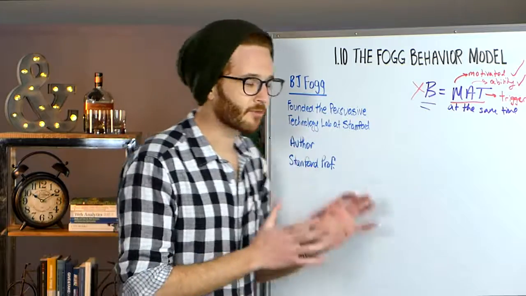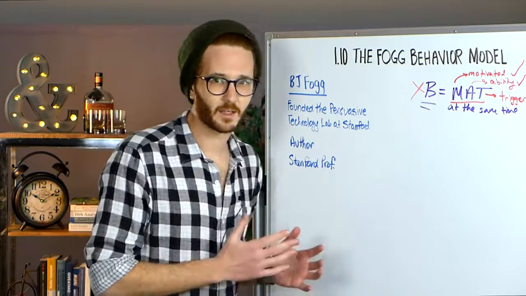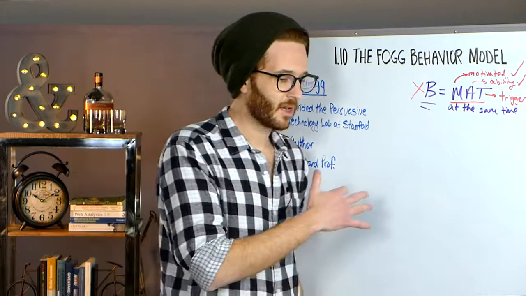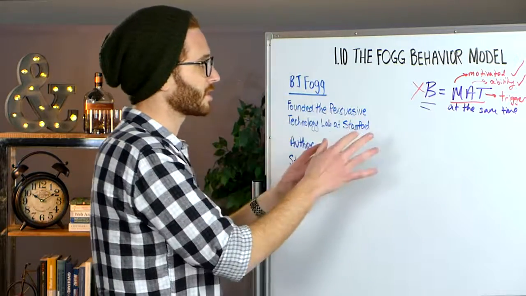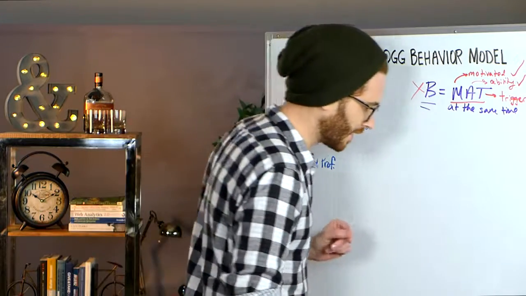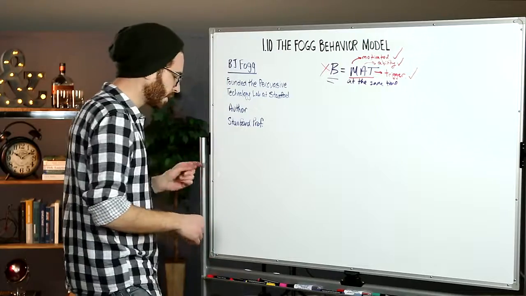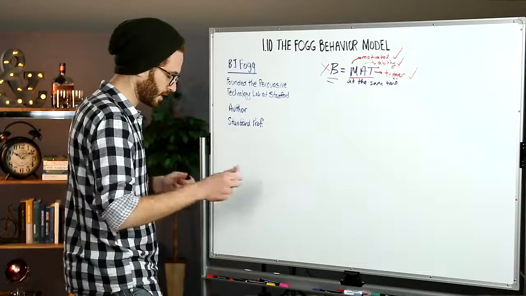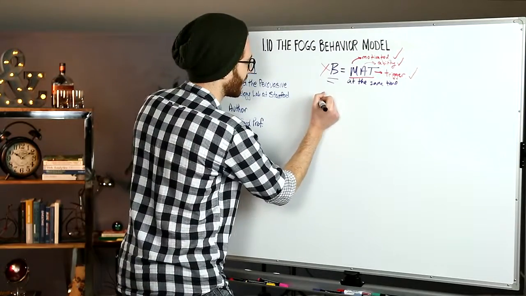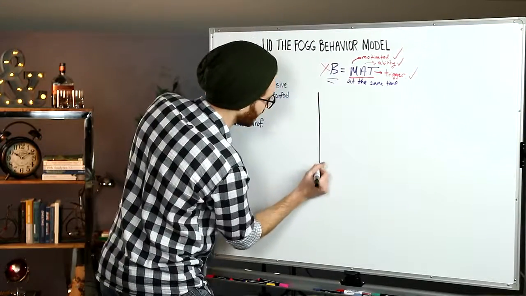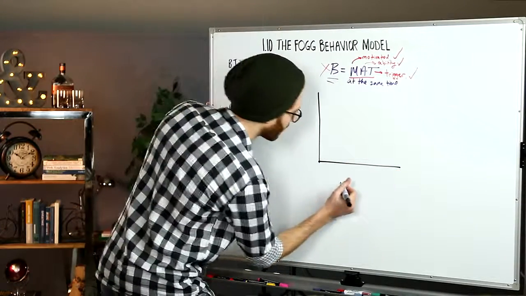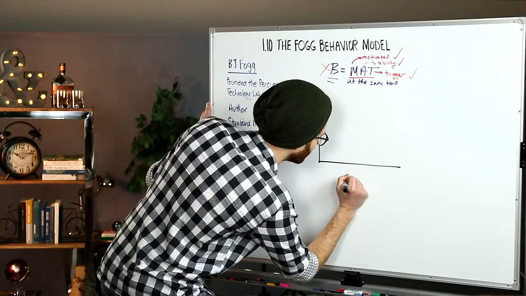B.J. Fogg does a lot of research when it comes to design and how to design websites, how to design products, how to design a corporate structure with regards to this MAT: behavior equals motivation, ability, and trigger, at the same moment. And we could take a look at what the Fogg behavioral model looks like in the context of good design, right? So you have a vertical axis and a horizontal axis over here. Okay, so let's say on the horizontal axis we have motivation.